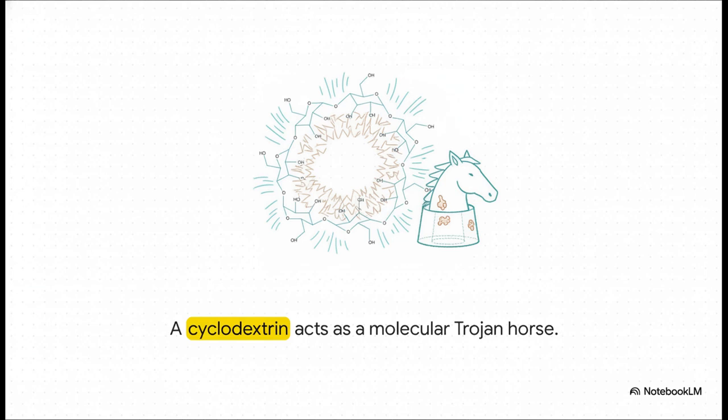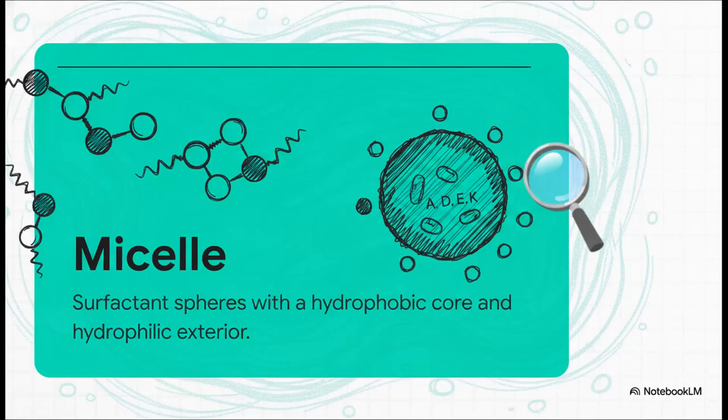How cool is that? Finally, we have micelle solubilization. Scientists use surfactants, which are molecules with a water-loving head and a fat-loving tail. When you add enough of these to water, reaching what's called the critical micellar concentration, they spontaneously self-assemble into microscopic spheres called micelles. The fat-loving tails point inwards, creating a hydrophobic core. We can then trap highly insoluble drugs right inside that core. This incredible technique is exactly how we're able to take notoriously stubborn fat-soluble vitamins, like vitamins A, D, E, and K, and successfully formulate them into aqueous liquid injections.